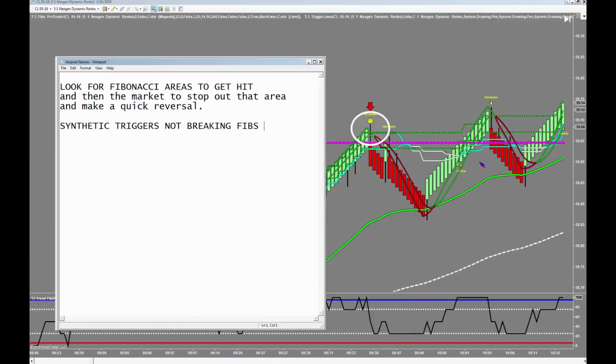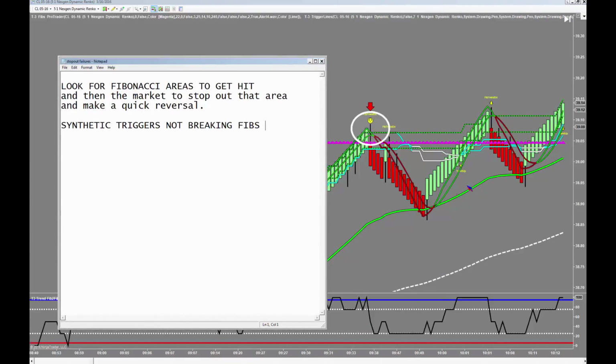Very, very simple. Fibonacci area hit, looking for the stop out and reversal, but we don't want the synthetic triggers through the Fibonacci area. Everybody type a Y in the room if you understand that. So we're looking for counter trend edge trading opportunities, right? That's really what we're trying to help you guys spot with this little lesson.